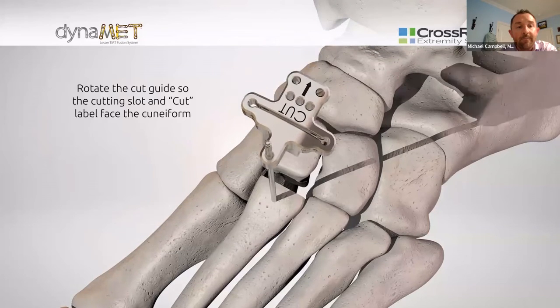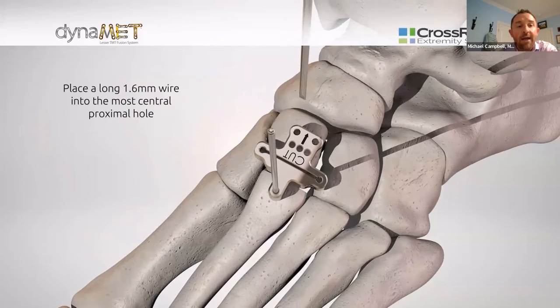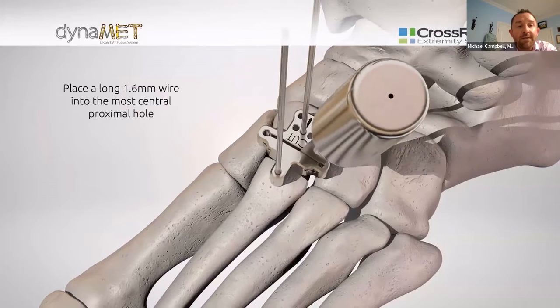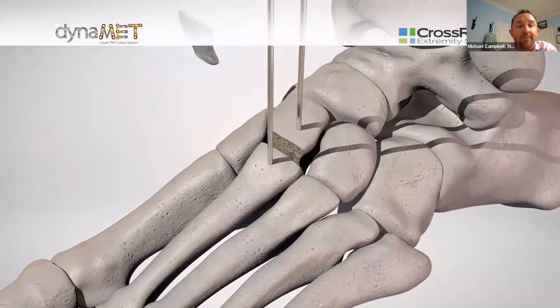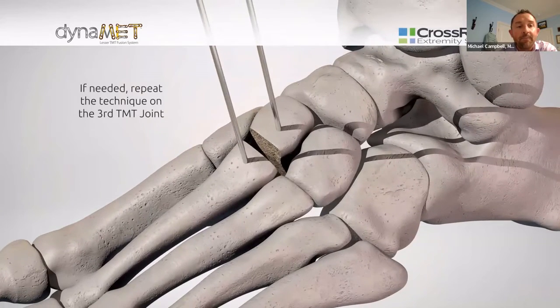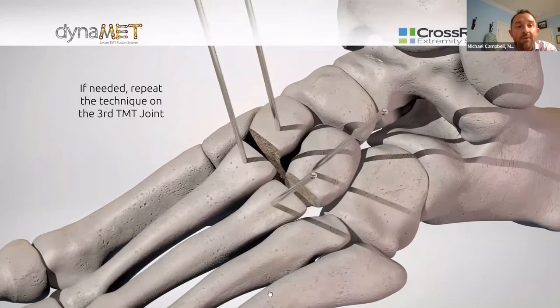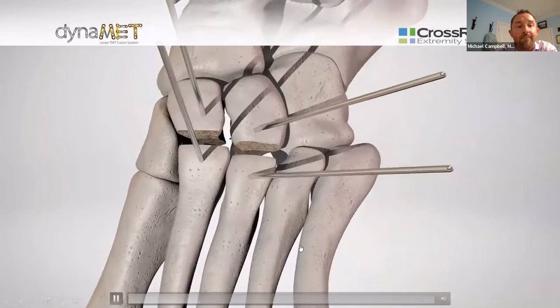You've made the cut on the metatarsal side. I usually pull that little piece out, makes it easier to stick the guide back in. For the cuneiform cut, that gets pinned, that piece comes out. And if you want to, you can do the same thing for the third.